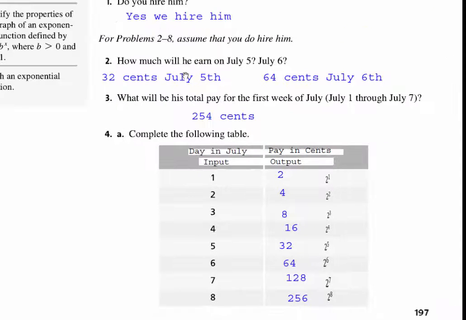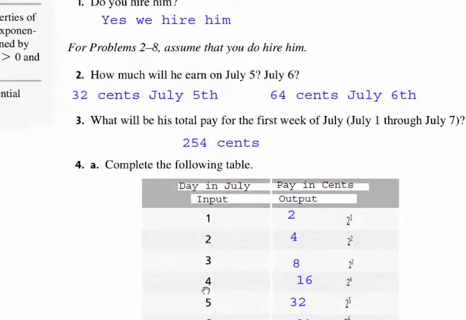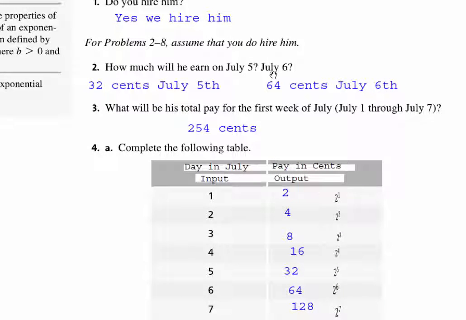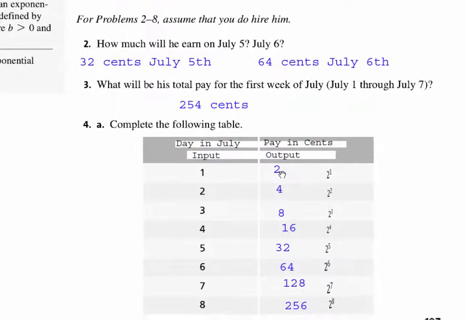So how much did he earn on July 5th? Well, we go down to the input of 5, and we see we have 32 pennies, or 32 cents. July 6th, he earned 64 cents. For question 3, what's the total for the first week? So if I were to add up July 1st, 2nd, 3rd, 4th, 5th, 6th, 7th, I believe I get 254 cents, which is the same as $2.54.